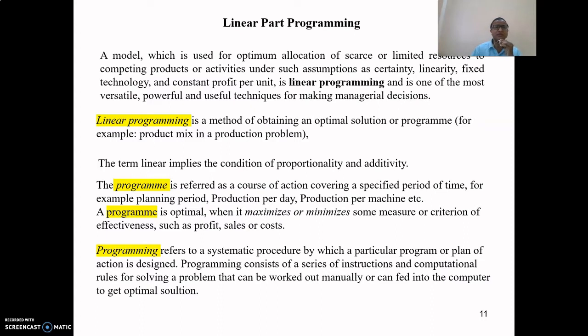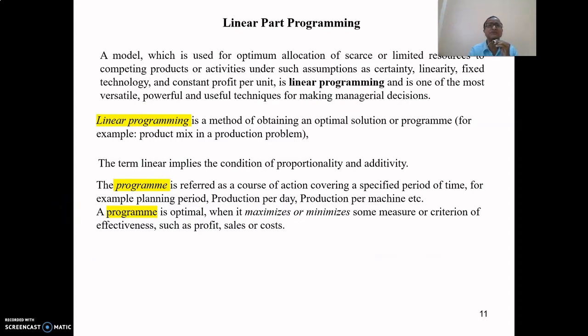Programming refers to a systematic procedure by which a particular program or plan of action is designed. Programming consists of a series of instructions and computational rules for solving the problem that can be worked out manually. The problem can be solved manually as well as through software like Tora and Lingo. Once the data is fed, we can get the result, that is the optimal solution.